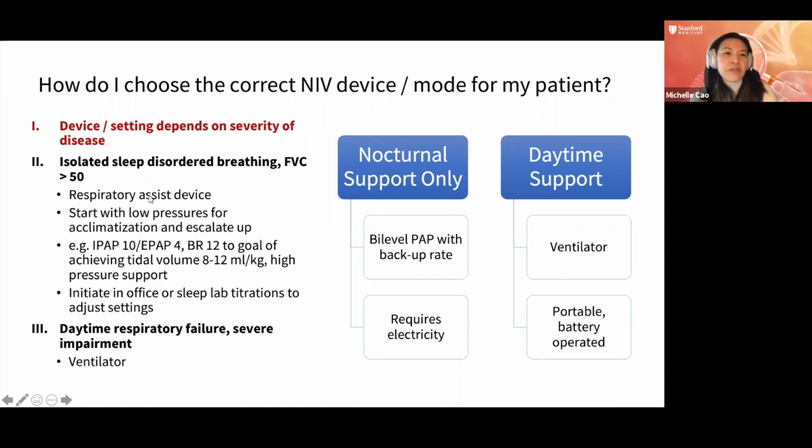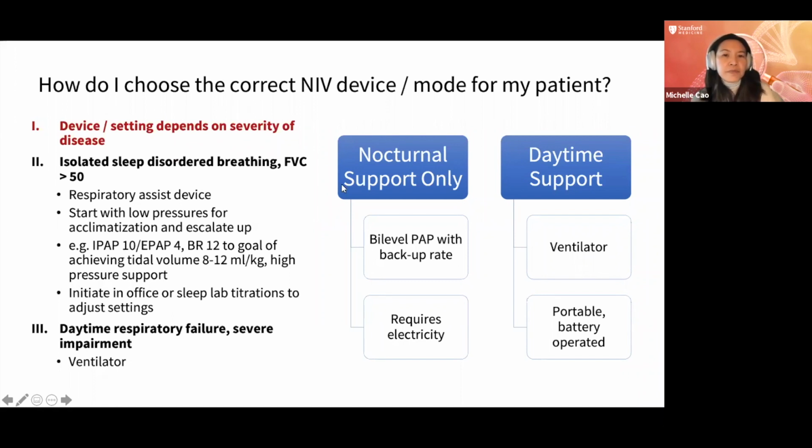The answer is that the device and setting depend on the severity of the disease. So for isolated sleep disordered breathing or an FVC of greater than 50% predicted, I recommend the respiratory assist device. We start with low pressures and acclimate or escalate up so patients can get used to it. For example, a starting pressure could be an IPAP of 10, EPAP of 4, and a backup rate of 12. The goal is to achieve a tidal volume of 8 to 12 mL per kilo, and this is ideal body weight. And the goal eventually is to use a very high pressure support to support ventilation. This can be done in the office setting or a sleep lab titration if adjustment of settings is needed.